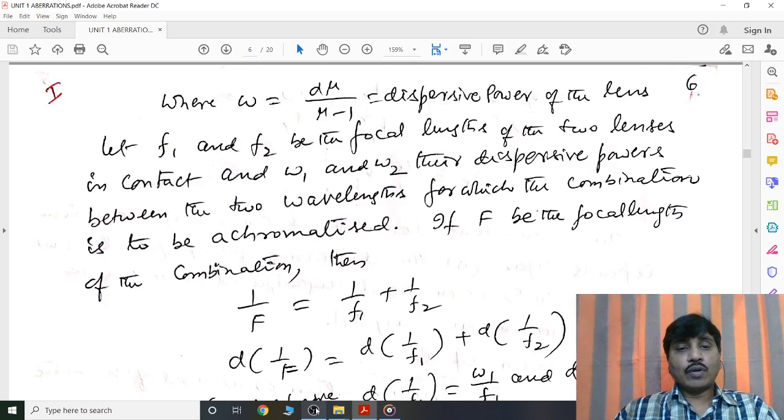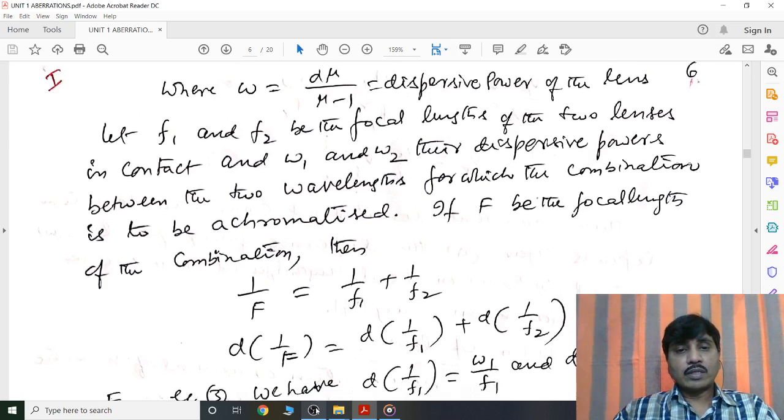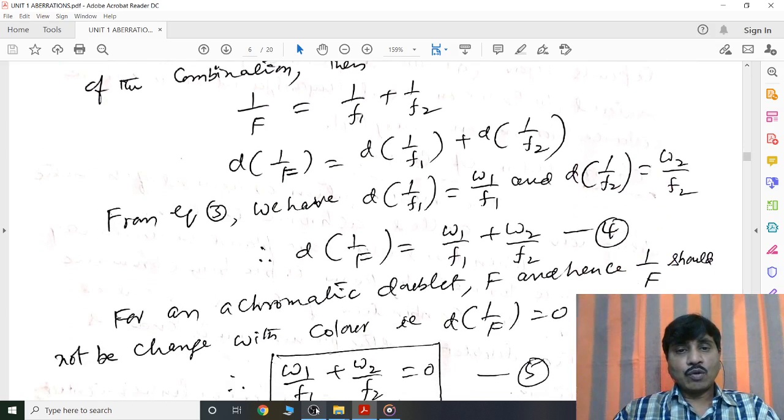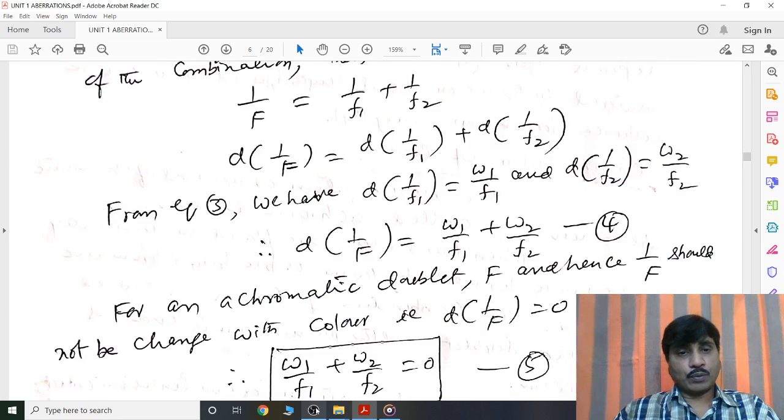Let f1 and f2 be the focal lengths of the two lenses in contact, and omega 1 and omega 2 their dispersive powers between the two wavelengths for which the combination is to be achromatized. If capital F be the focal length of the combination, then 1 by capital F is equal to 1 by f1 plus 1 by f2.